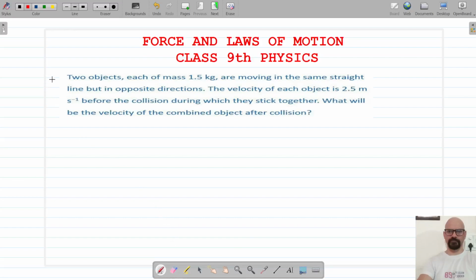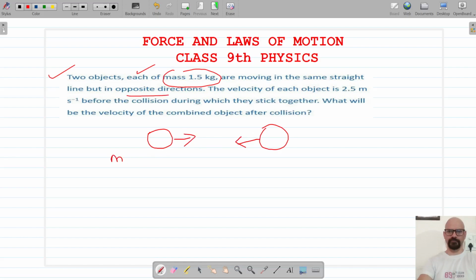Okay, for the next question, given that there are two objects of mass 1.5 kg each. So there are two objects of mass 1.5 kg each, and they are moving in the same straight line but in opposite directions.